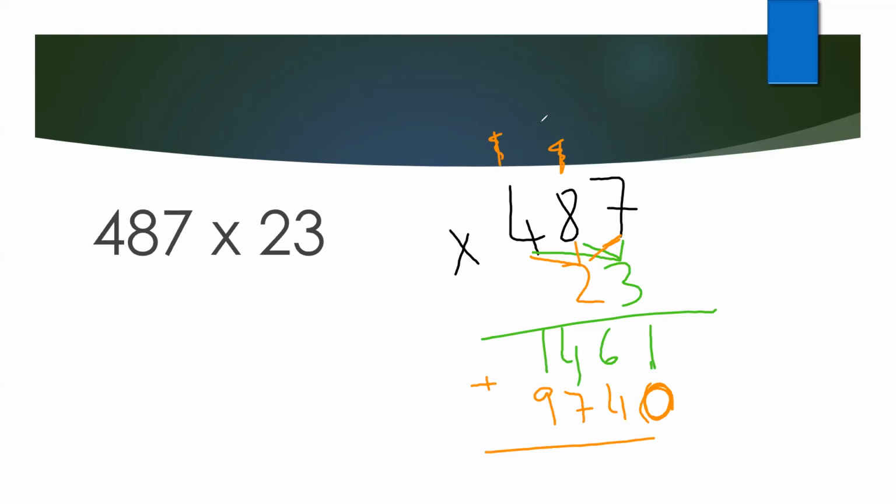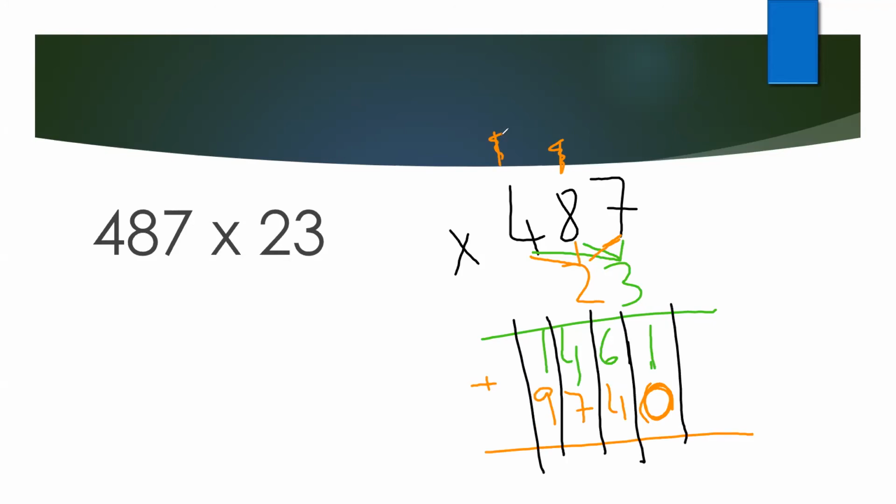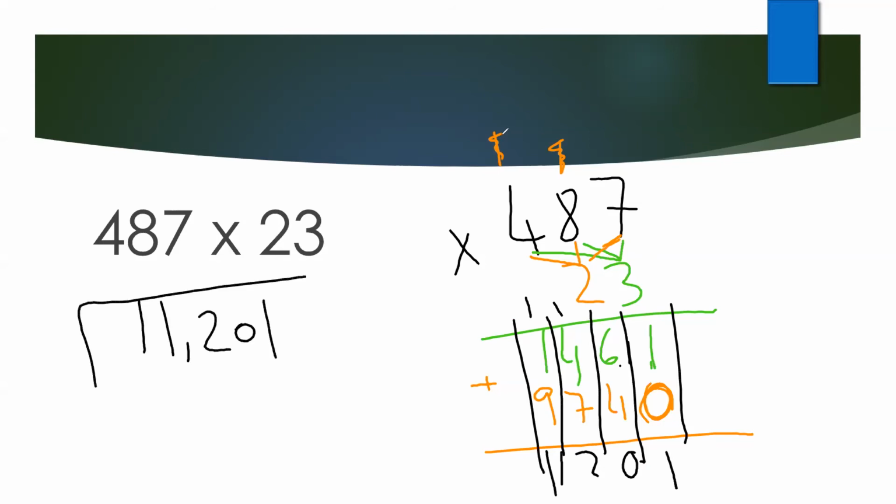And then I'm going to add those numbers. Again, separate the numbers with place value chart lines to make it easier. 1 plus 0 is 1. 6 plus 4 is 10. 0, and I carry the 1. 1 plus 4 is 5. 5 plus 7 is 12. 2, and I carry the 1. 1 plus 1 is 2. 2 plus 9 is 11. So we end up with 11,201 as my answer.